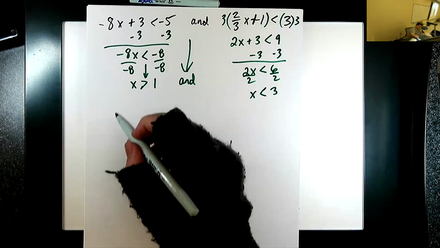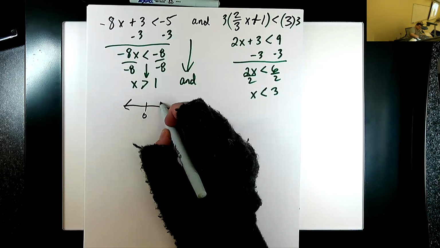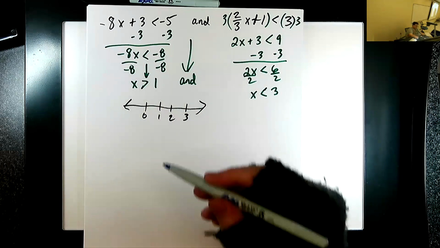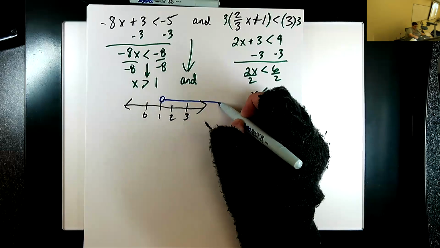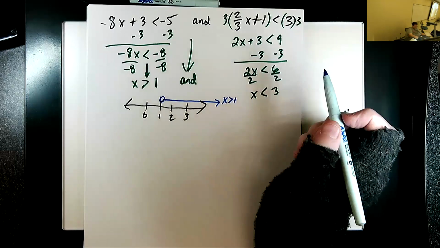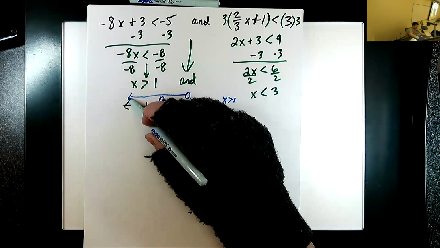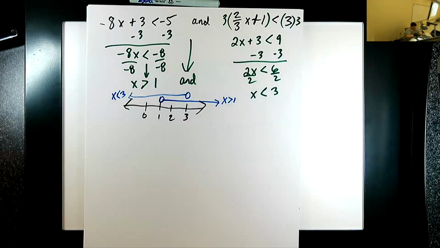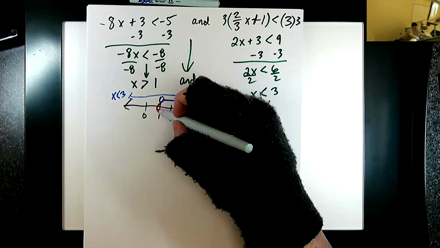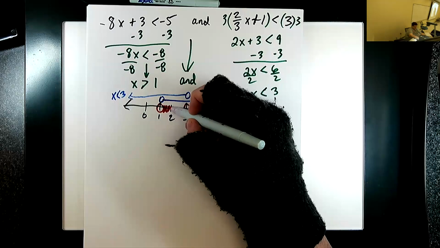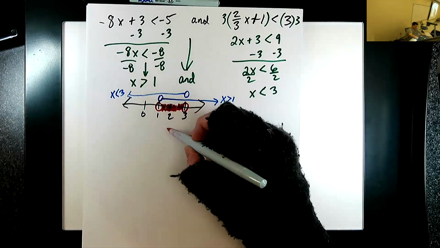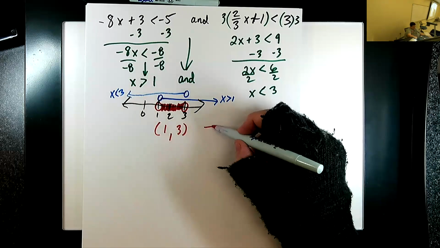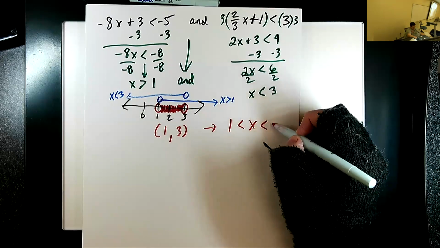So if I do the number line, x is greater than 1 is going like that. X is less than 3 is going like that. And the region of overlap makes the sandwich. Starts at 1, ends at 3, and is in between it. So we would have 1 comma 3, both parentheses. This is also 1 is less than x less than 3.